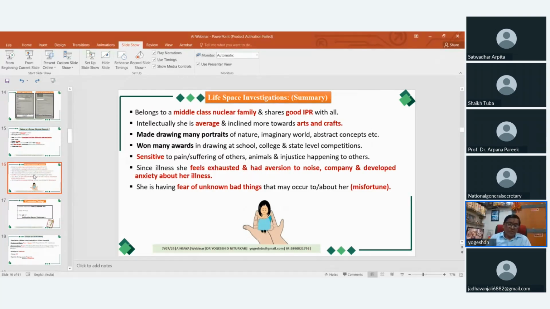Obviously, a young girl can have such type of anxiety when this type of diagnosis is there. Again, it talks about the sensitivity of that individual, and because of that sensitivity, she is also feeling anxiety about her illness, what will happen. And most important thing, she is having fear of unknown bad thing that may occur to or about her. Because of the illness, she is having this kind of fear of unknown bad things or misfortune may take place because of the type of the disease that she is suffering at a young age.